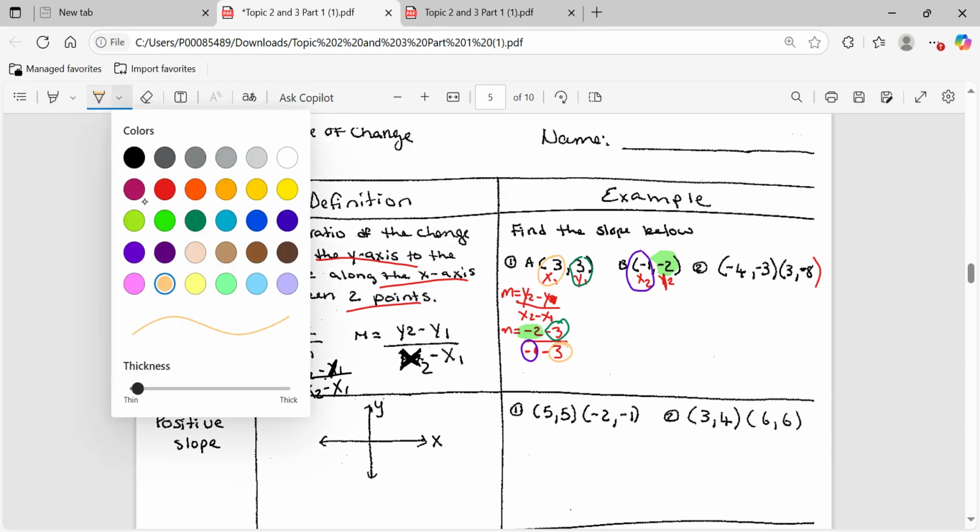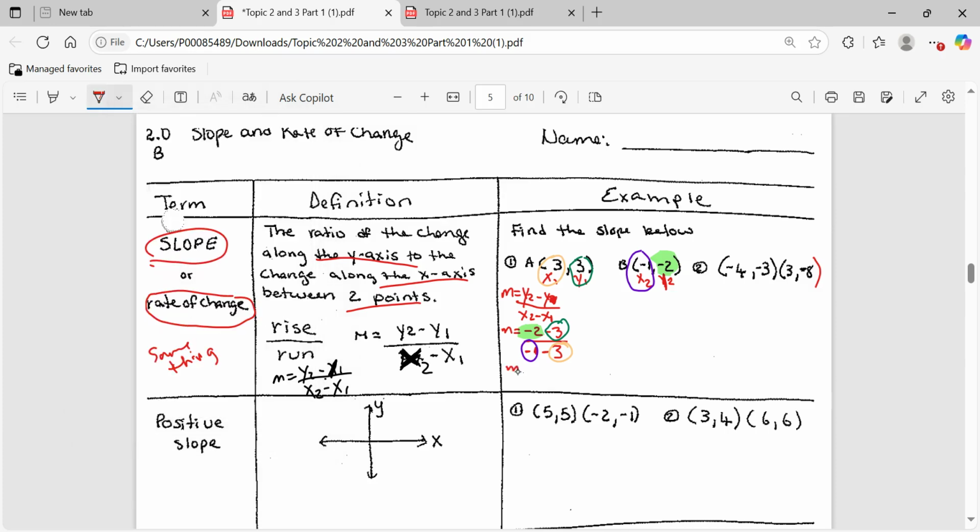Now, once we do that, we're going to solve like we would any other old day. So that m, your slope, is equal to negative 2 minus 3, which is negative 5, divided by negative 1 minus 3, which is negative 4. Therefore, your slope is equal to positive 5 over 4, because a negative divided by a negative is a positive. Let's look at number 2.